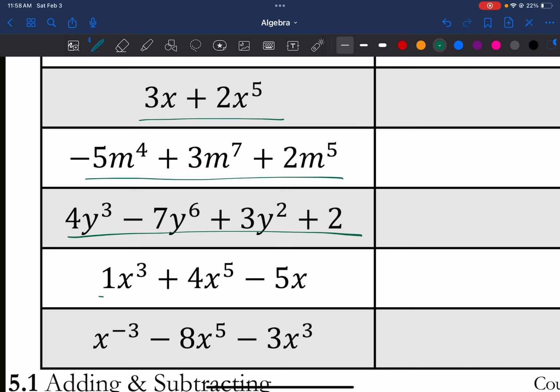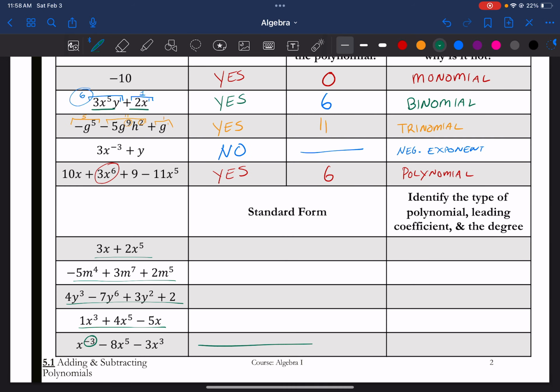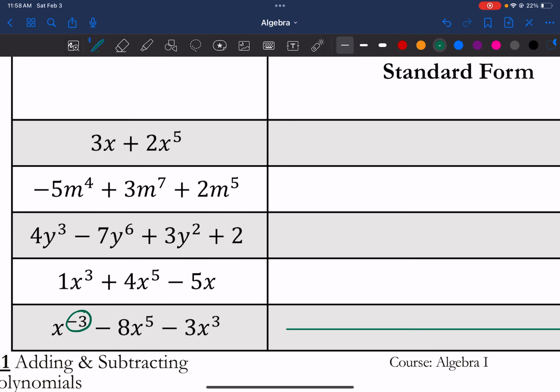You'll notice that this one is not a polynomial. So this one, we cannot do anything with it because there's a negative exponent. It doesn't follow the rules. But the other 4, we can definitely start to put them in standard form. We want to put the degrees from greatest to least. This is a degree of 1. This is a degree of 5. So the 2x to the 5th will come first plus 3x.